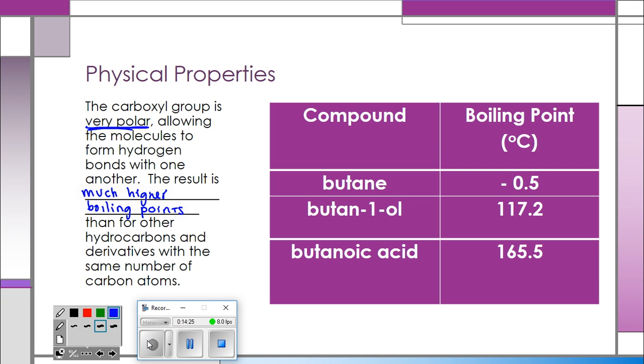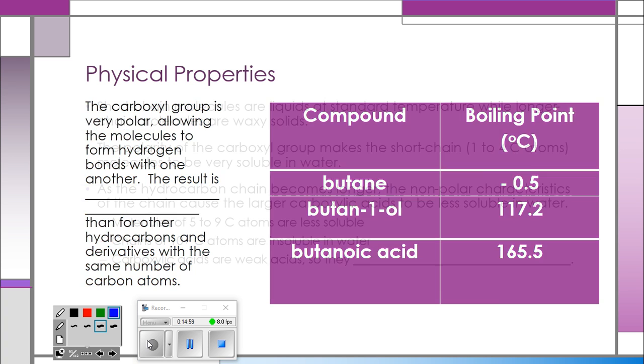So for example, all of these compounds have 4 carbon atoms. Butane has 4, butan-1-ol has 4, butanoic acid has 4, and butanoic acid has a much higher boiling point than anything else. Way, way higher than an alkane. An alcohol would be like the second highest in terms of boiling point up to here, but carboxylic acids have the most polar group, so they have the highest boiling point.